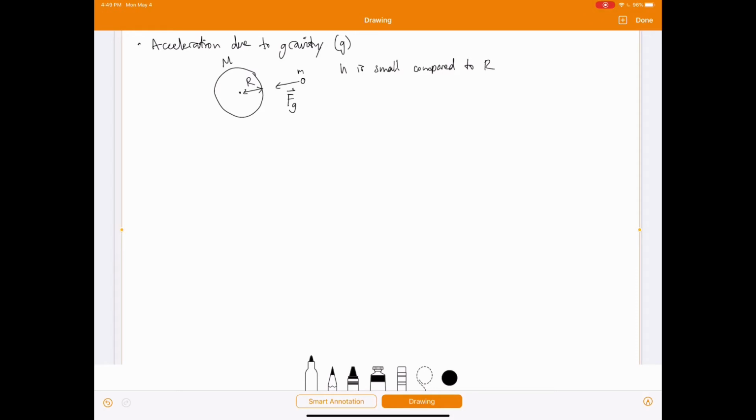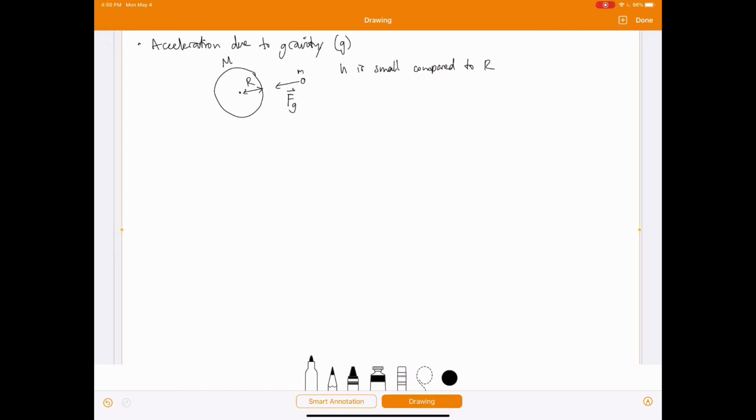And if you think about it, this is pretty much always the case for any one of us as we go about our day. You may walk up the stairs and go to the second floor of a building. That height that you gain in doing that is just absolutely tiny compared to the radius of the Earth. Even if you go to the top of Mount Everest, it's actually still the case that the height off the surface of the Earth is still really tiny compared to the radius.